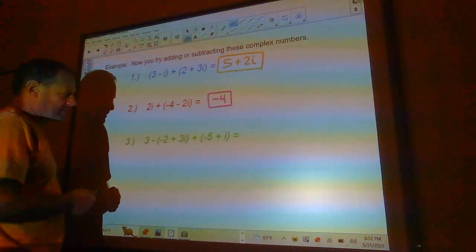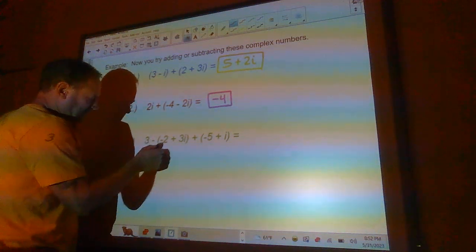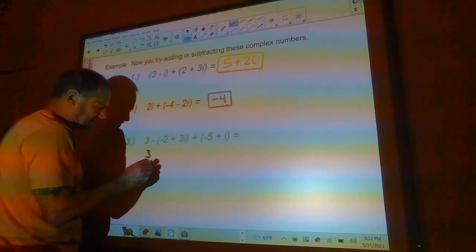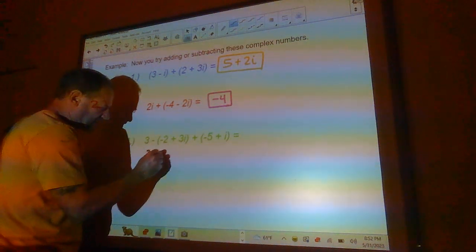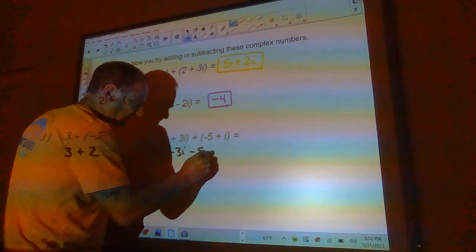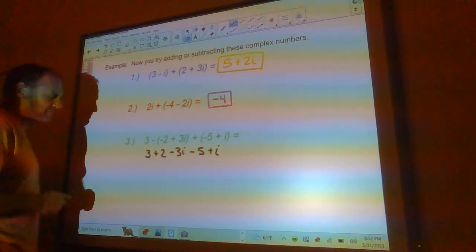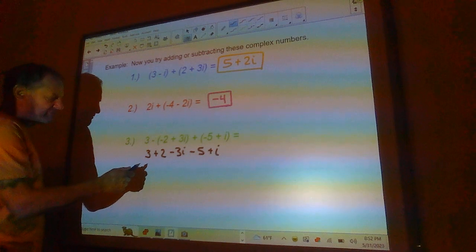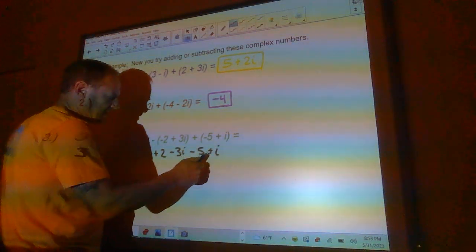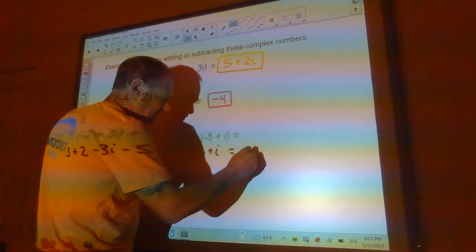Now here's what I like to do with this: I like to distribute that negative in there because I'm less likely to make a mistake. So that'd be 3 plus 2 minus 3i minus 5 plus i. Now just combine your like terms. So 3 plus 2 is 5, minus 5 is 0. Negative 3i plus i would equal negative 2i.